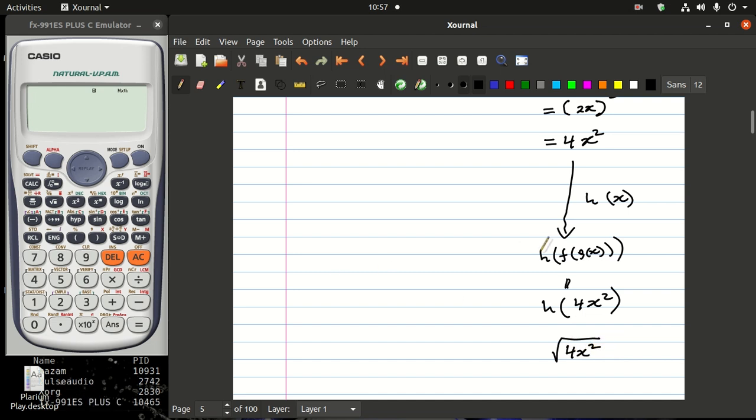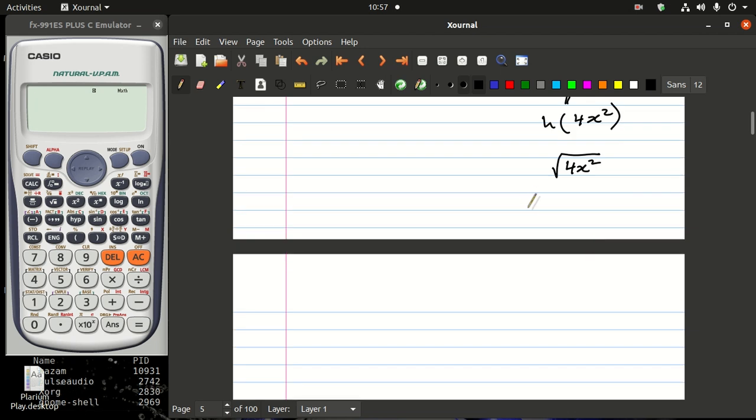So if you look into that, of course we know that this is the same as the square root of 4 times the square root of x squared, and the square root is always going to be positive, so we'll end up having a 2, and the square root of x squared is the same as the absolute value of x. So this is actually the final answer.